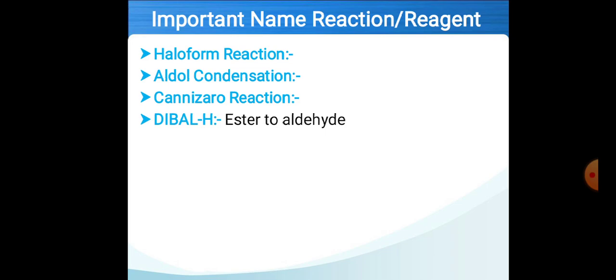Then aldol condensation, Cannizzaro reaction, and DIBAL is the reagent. DIBAL means diisobutyl aluminum hydride. This reagent is used for the conversion of ester functional group into aldehyde.